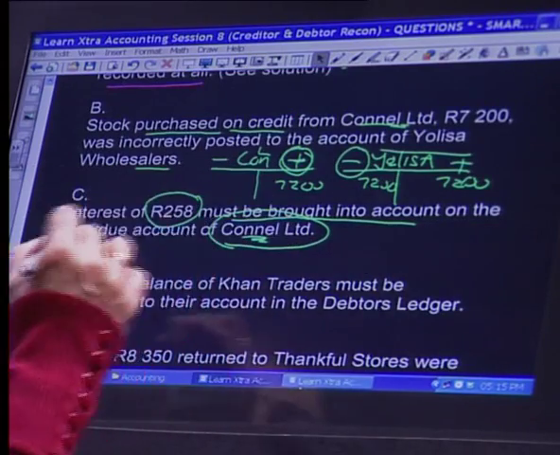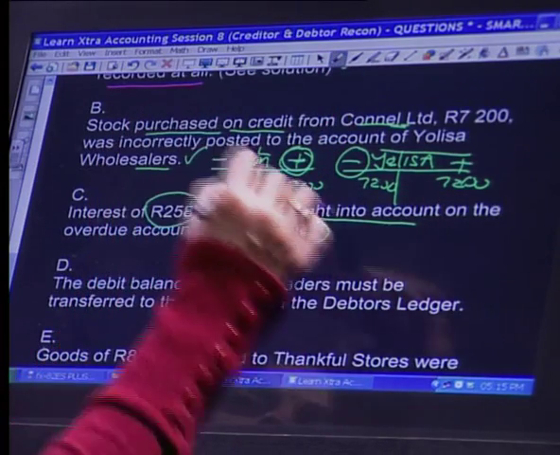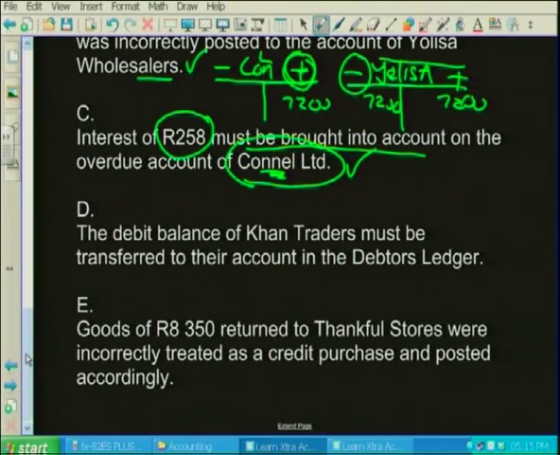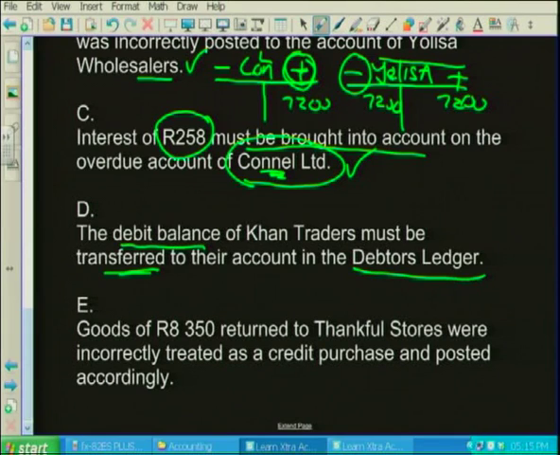Right, let's move on to our next error. Okay, so we're done with B, we're done with C. Just going to tick it off so we know we're done. Right, let's look at error D. The debit balance of Khan Traders must be transferred to their account in the debtors ledger. Right, now remember, guys, Khan Traders, this was the creditor that had a debit balance. In other words, we were not owing Khan Traders, but it was the opposite. Khan Traders were owing us a balance of, we'll get to the amount in a moment, but we have now been told that this debit balance must be transferred to their account in the debtor's ledger.